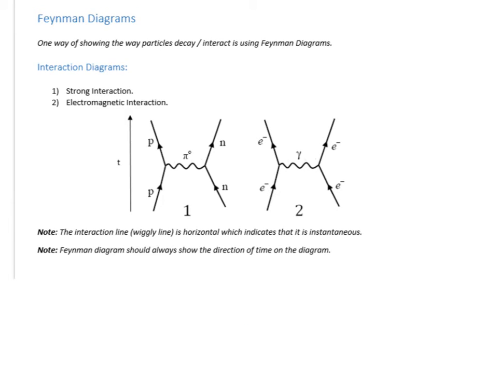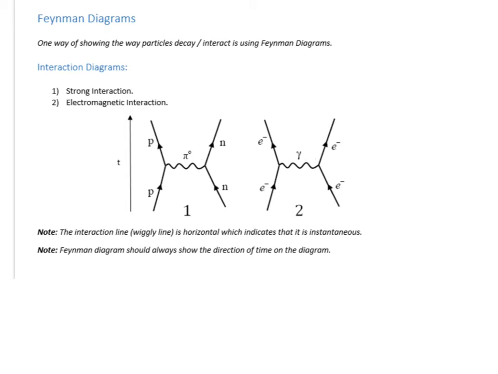So let's have a look at a way we use to represent different kinds of interaction and decays, and they're called Feynman diagrams because they were invented by Richard Feynman. And you need to make the distinction between whether you're showing an interaction or whether you're showing a decay because they're different. So let's have a look at the interactions first of all.